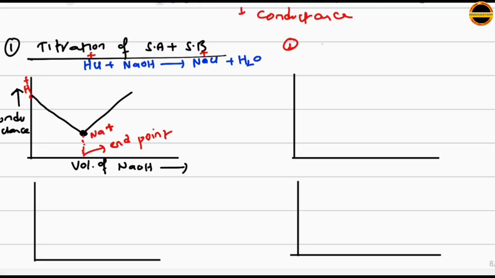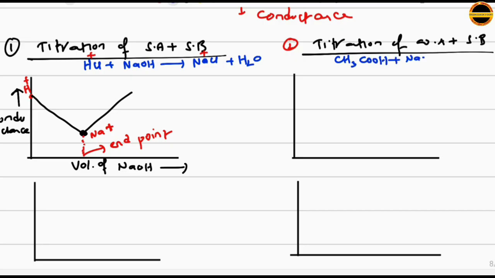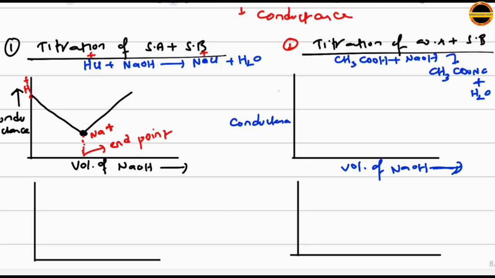Similarly, the second case is titration of weak acid and strong base. Weak acid and strong base. Example, you see CH3COOH plus NaOH, which gives CH3COONa plus H2O. Okay, here also the same, volume of NaOH I am taking, volume of NaOH and conductance. So here see, it is weak acid CH3COOH and NaOH is a strong base, so a strong base can produce more number of ions.